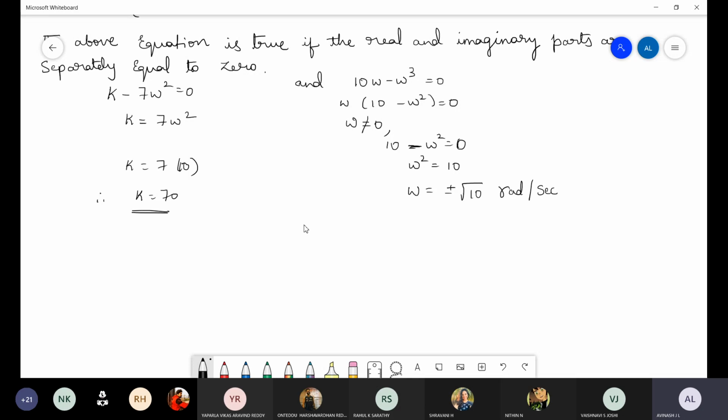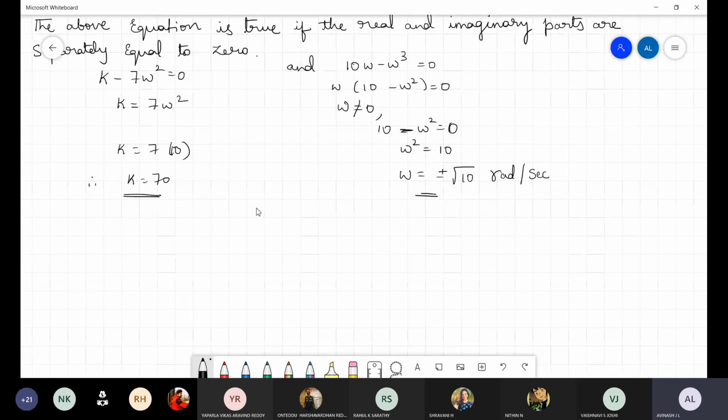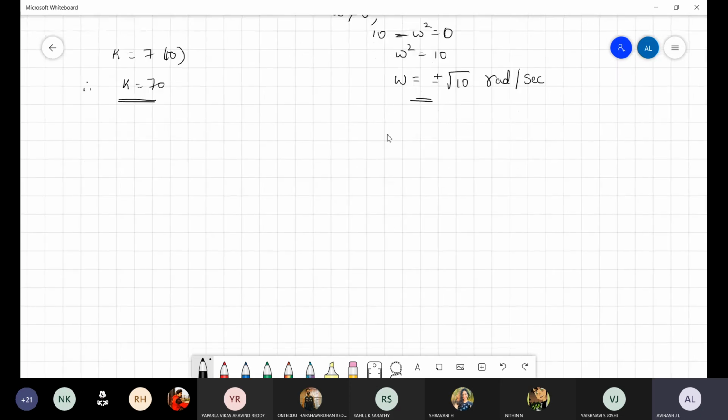So omega equal to plus or minus square root of root 10. This is the value we got: the natural frequency omega as well as the range of k. So the range of k is 70, the gain. After writing this, can I confirm that all of you completed this particular stage? Any doubts? Okay, no doubts, I guess.